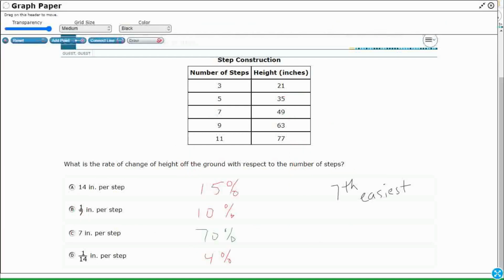So this was tied for the 7th easiest, right? 7 out of 10 kids were able to get that 7 inches per step. Actually, this 1/7 was the second most chosen incorrect answer. It was this 14. So we were just looking at the 14, which all of these are 14. But we need to realize that the x was changing by 2, so you had to cut that 14 in half. That's the tricky part there. Other than that, we did a pretty good job on this.